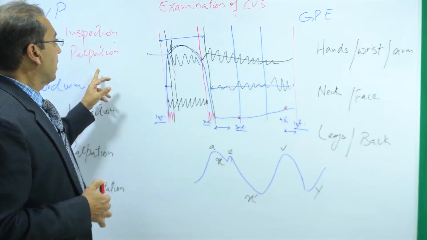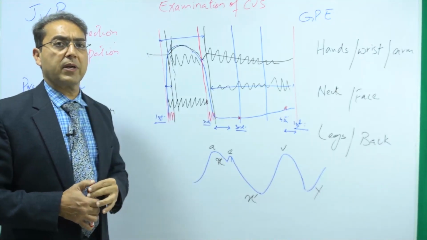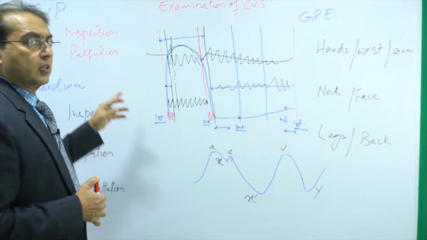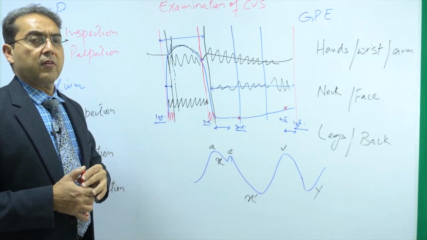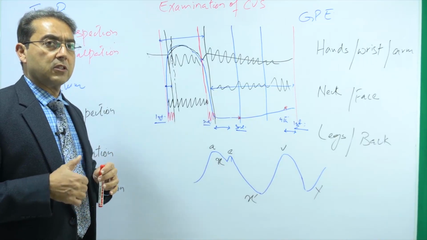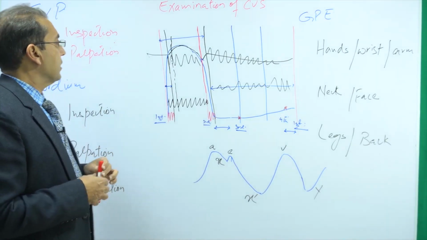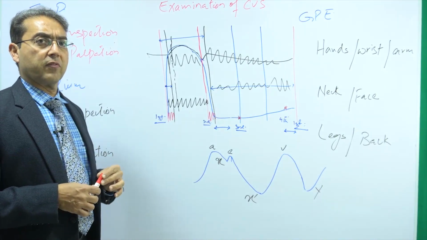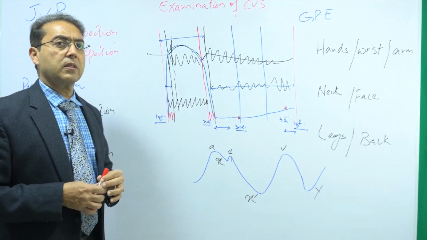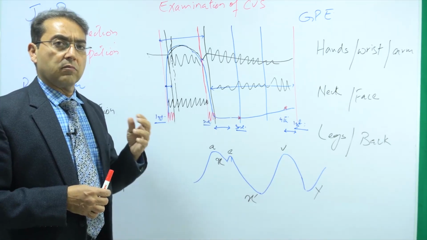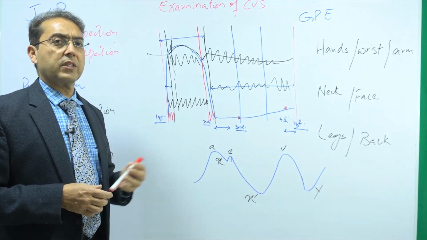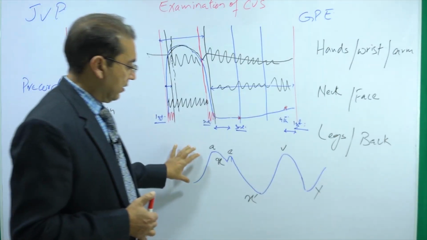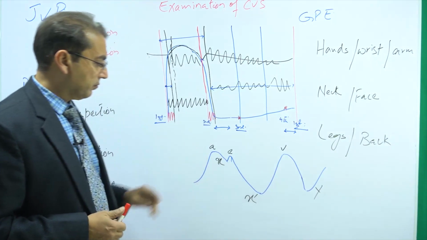And then we can do a maneuver. When you press the upper abdomen and the right hypochondrium, the JVP may rise, because the blood stored in the liver, when you press it, is shifted into the vena cava. So you may see that the JVP starts rising. This is called hepatojugular reflux, and if this is present, this means the pulsation which we are seeing is a venous pulse.